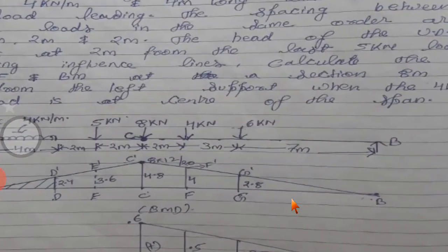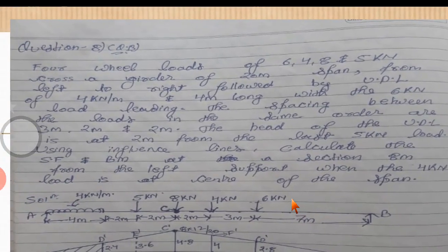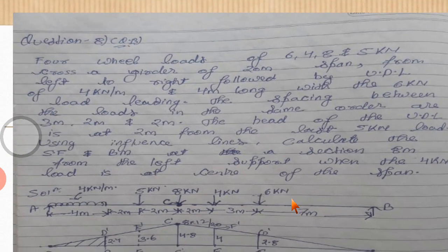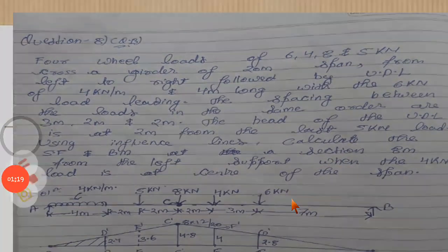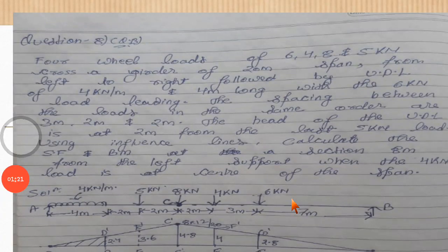Okay, now we have the next question. In this question, simply the shear force diagram and bending moment diagram were asked for the given figure. It is given that 4 wheel loads of 6, 4, 8 and 5 kilonewton cross a girder of 20 meter span from left to right, followed by a UDL of 4 kilonewton per meter and 4 meter long, with the 6 kilonewton load leading.